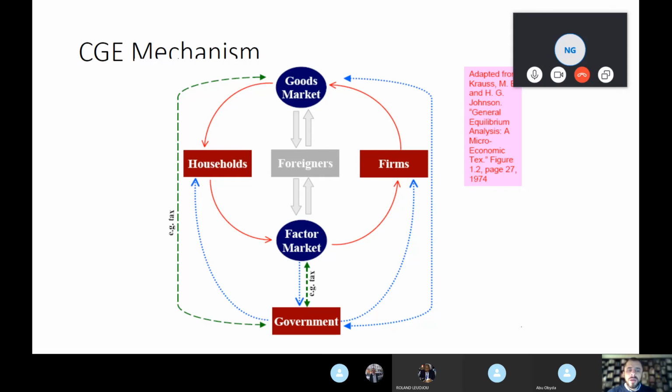We have to model income tax that goes from firms to the government. We have to model taxes imposed on the factor market. We have to model subsidies going from the government to households or any kind of transfers. We have to model, again, those gray arrows between the goods market and foreigners in terms of exports and imports. Between foreigners and the factor market, we have migration, for instance, of labor or movement of capital.